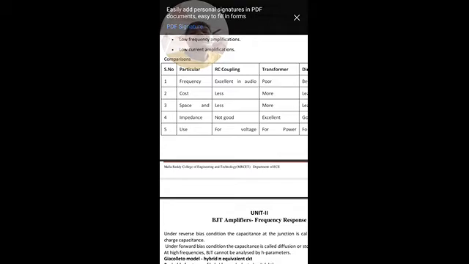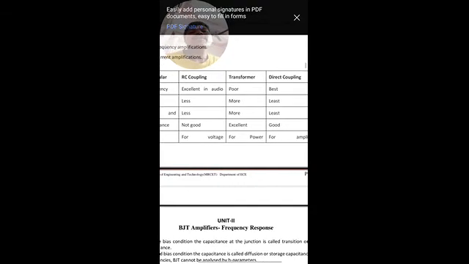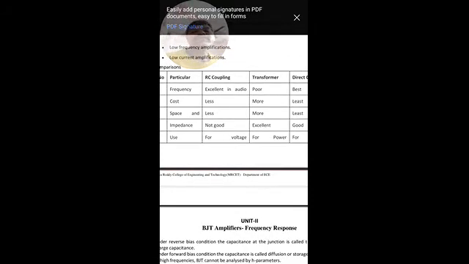With respect to frequency, the RC coupled amplifier is excellent in the audio frequency range for amplification. Transformer coupled is poor, and the direct coupled amplifier is somewhat better with respect to frequency range of amplification. Excellent is the RC coupled amplifier in the audio frequency range. Transformer is very poor, not going to amplify a wide range of frequencies using a transformer coupled amplifier, and it is better in the direct coupled amplifier.